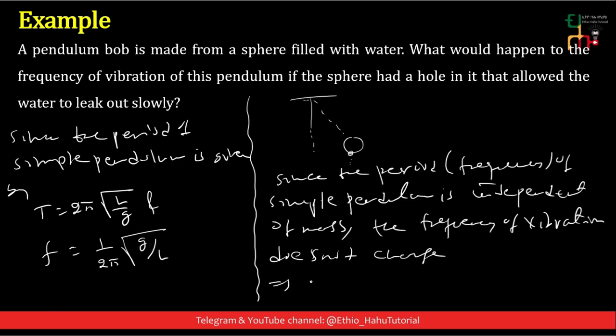That means the period of simple pendulum, given by 2 pi the square root of L over g, remains constant, independent of mass, and the frequency also remains constant. The frequency, equal to 1 over 2 pi the square root of g over L, is also constant.